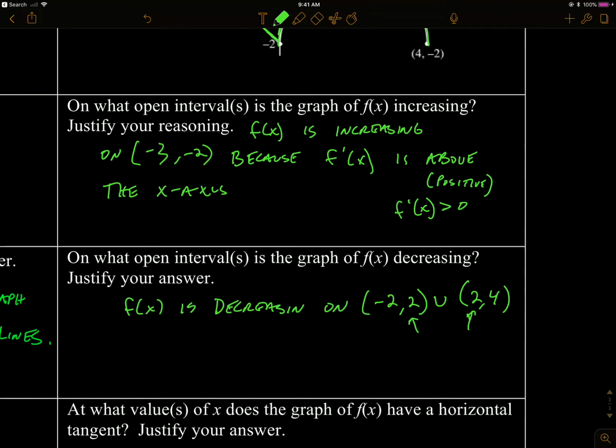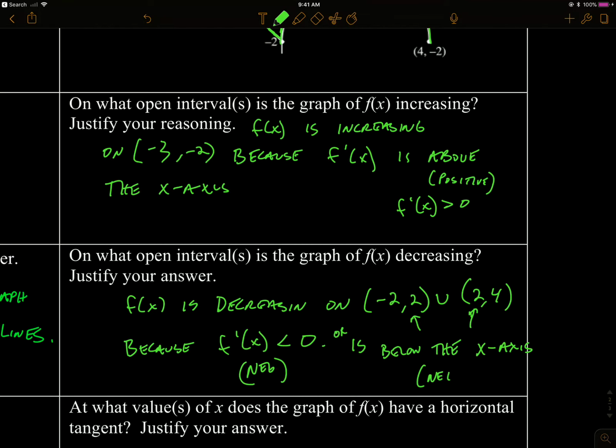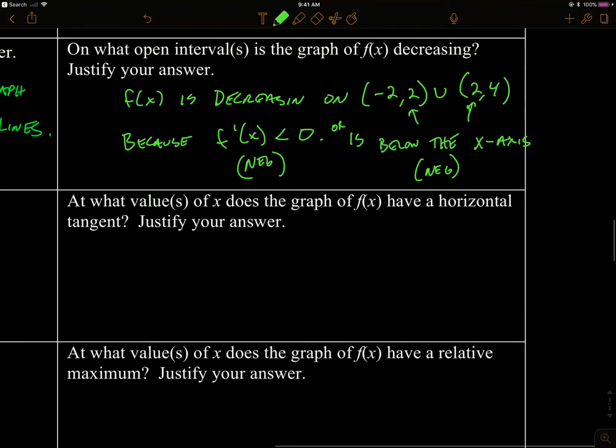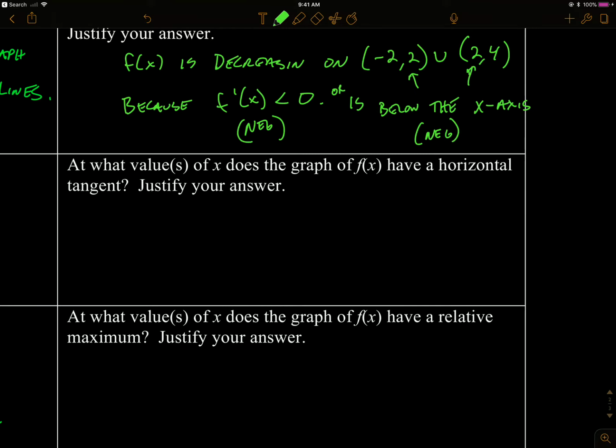And again, I could say because that's where f prime of x is less than 0, which means negative. Or I could say is below the x-axis, which also means another way to say it's negative. So f is decreasing when f prime is less than 0.